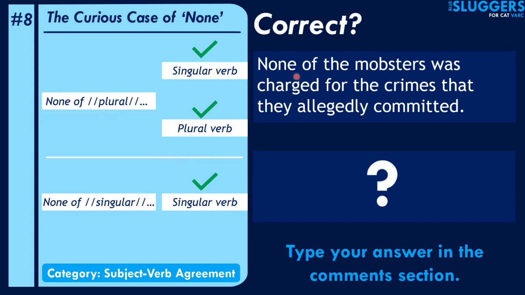So now I've provided an example here for you to try. The sentence says none of the mobsters was charged for the crimes that they allegedly committed, right? So do you think the sentence is correct? Let me know in the comment section. If you think it is not correct, again, let me know in the comment section how you think it can be rectified. Okay.